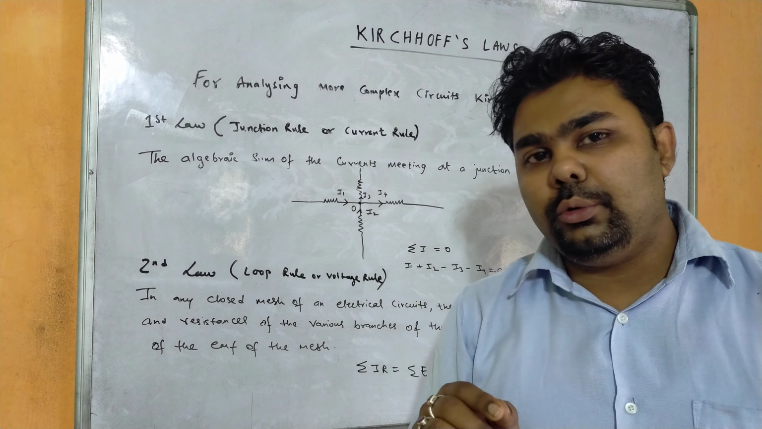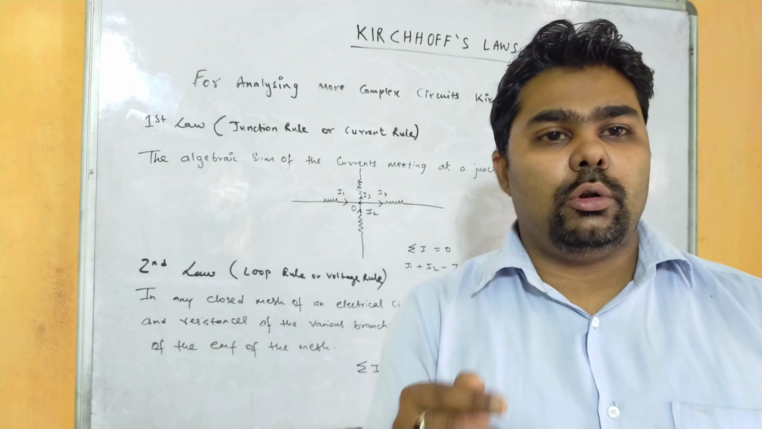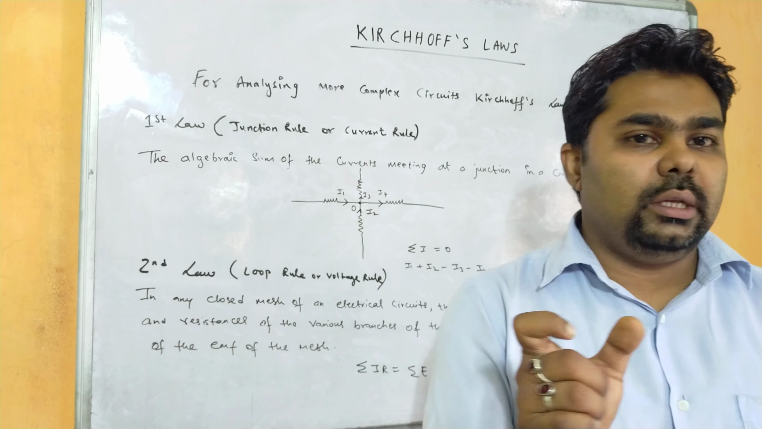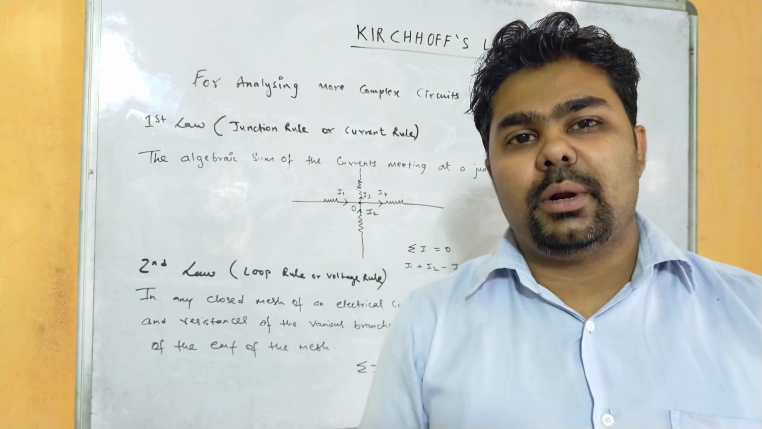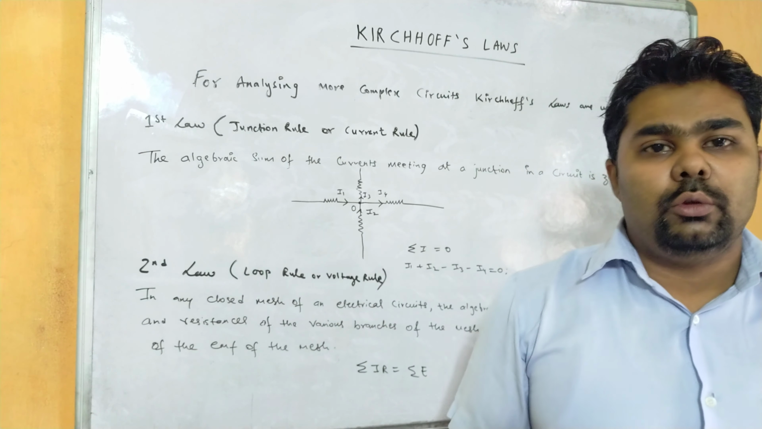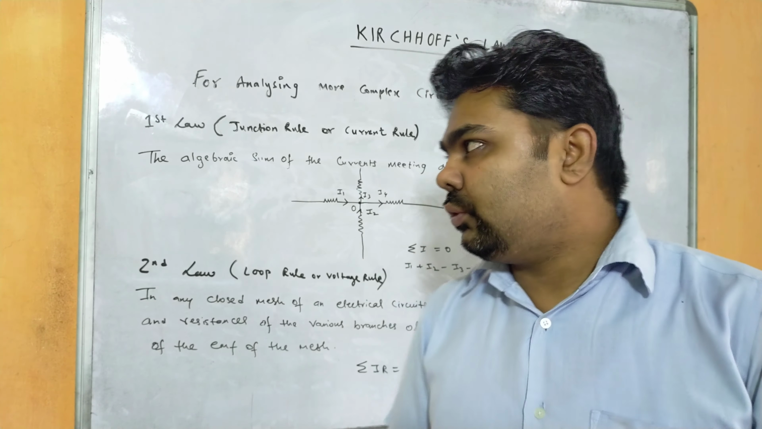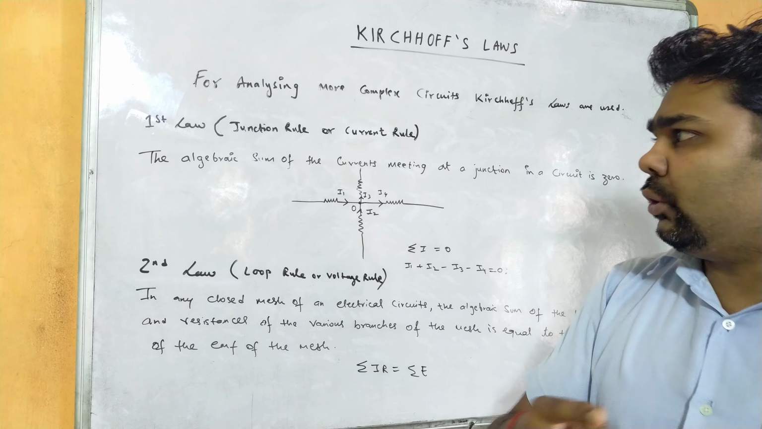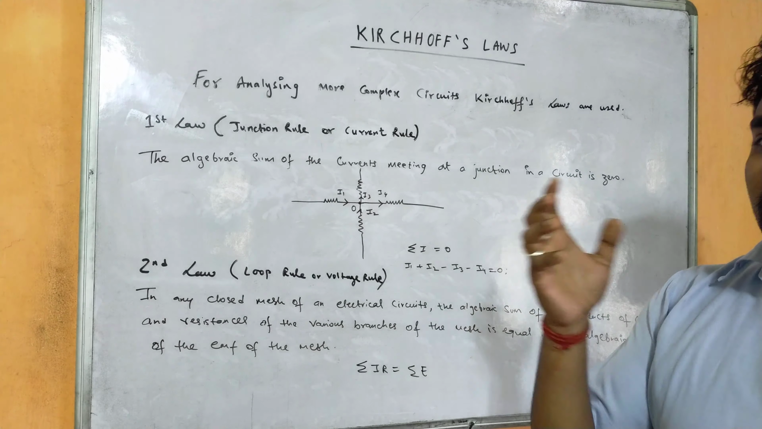As I've already told you, only few circuits can be solved by Ohm's law, right? So for the simple circuits only Ohm's law is valid. But if the number of branches or the loops is increased, these loops cannot be converted into a single loop. So for those complex circuits we use Kirchhoff's law. It has two laws. The first law is also called the junction law or the current rule. So what does this law say?